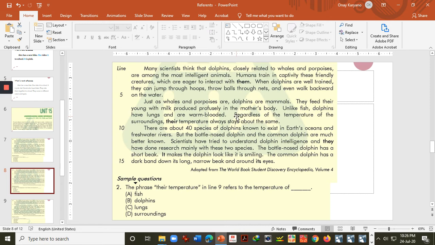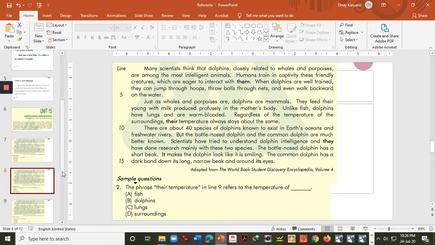Jadi bisa kita simpulkan bahwa surroundings ini not the correct answer. Karena itu kita harus lihat dari kalimat sebelumnya. Kalimat sebelumnya: unlike fish, dolphins have lungs and are warm-blooded. So, dari sini kita sudah tahu bahwa sekarang topiknya adalah dolphins. Dan dolphins itu pakai S, it means it is plural. Jadi, kita bisa simpulkan that the answer of their ini adalah dolphins. So, B is the correct answer.